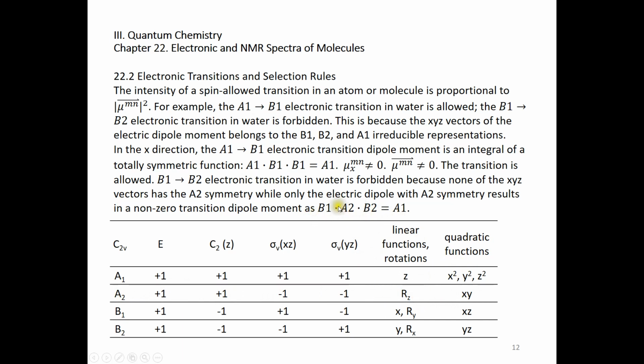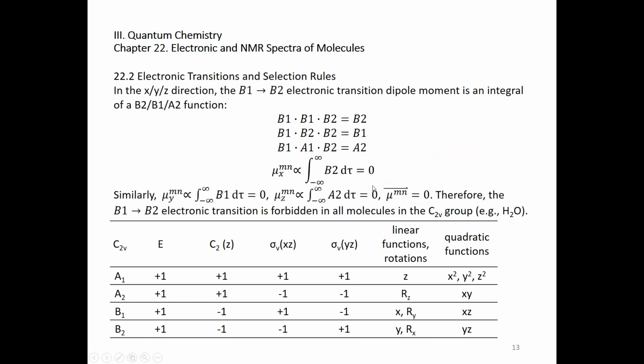Therefore, the electronic transition from a B1 molecular orbital to a B2 molecular orbital in water is forbidden. In the x, y, and z direction, the B1 to B2 electronic transition dipole moment is an integral of B2, B1, and A1 functions. We can do this here.